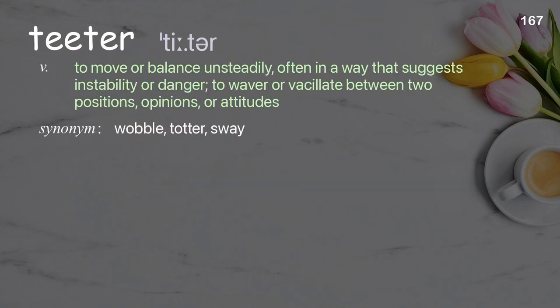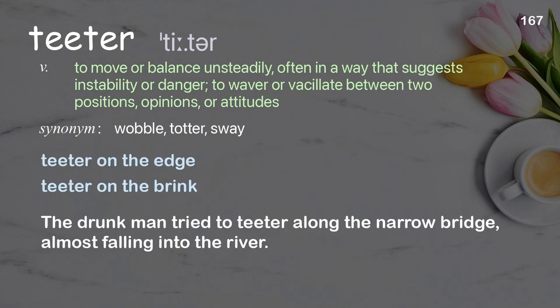Teeter: to move or balance unsteadily, often in a way that suggests instability or danger, to waver or vacillate between two positions, opinions, or attitudes. Examples: teeter on the edge. Teeter on the brink. The drunk man tried to teeter along the narrow bridge, almost falling into the river.